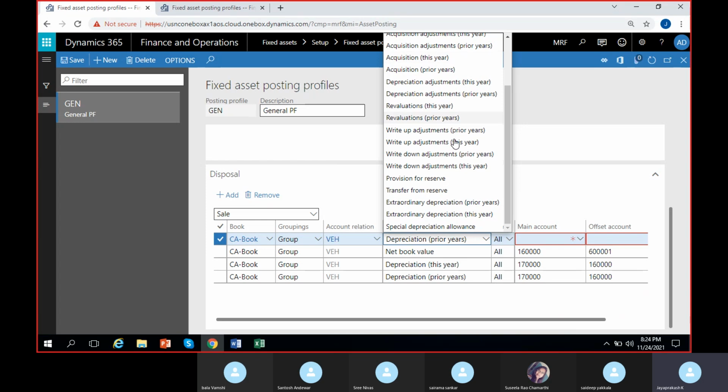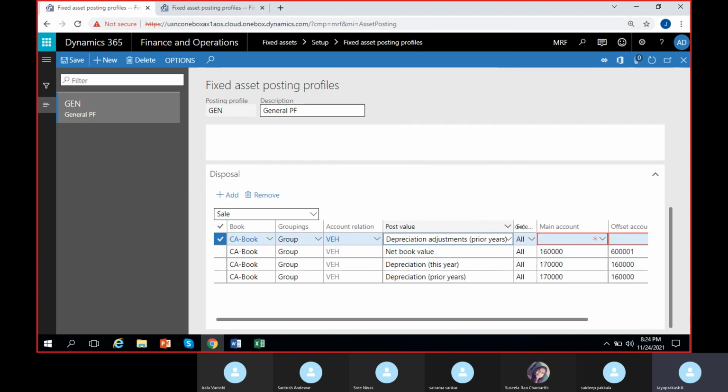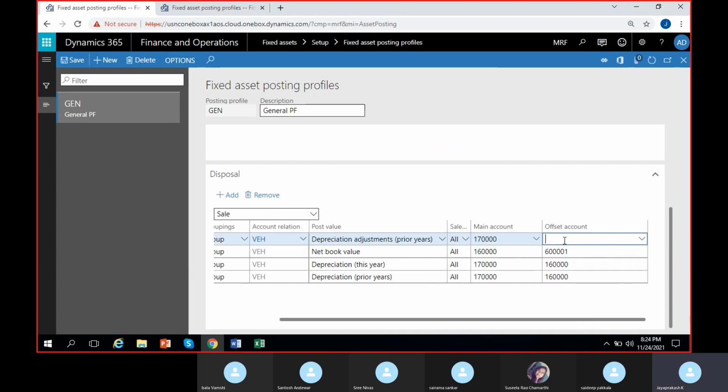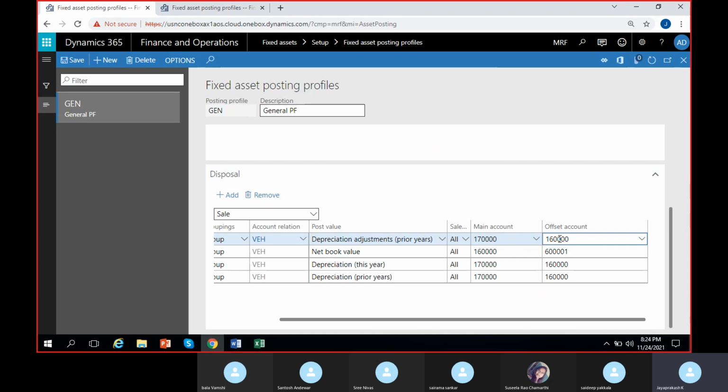We can see all the transactions that we have done for the assets. You can reverse entirely all of them, but that's not our agenda. Our agenda is to achieve what we are looking for. So depreciation prior years I select here, depreciation adjustments prior year. I'll select the same accounts, what I have selected for depreciation. 1,70,000 as well as 1,60,000. So this is the same accumulated depreciation account to be debited and fixed asset account to be credited.